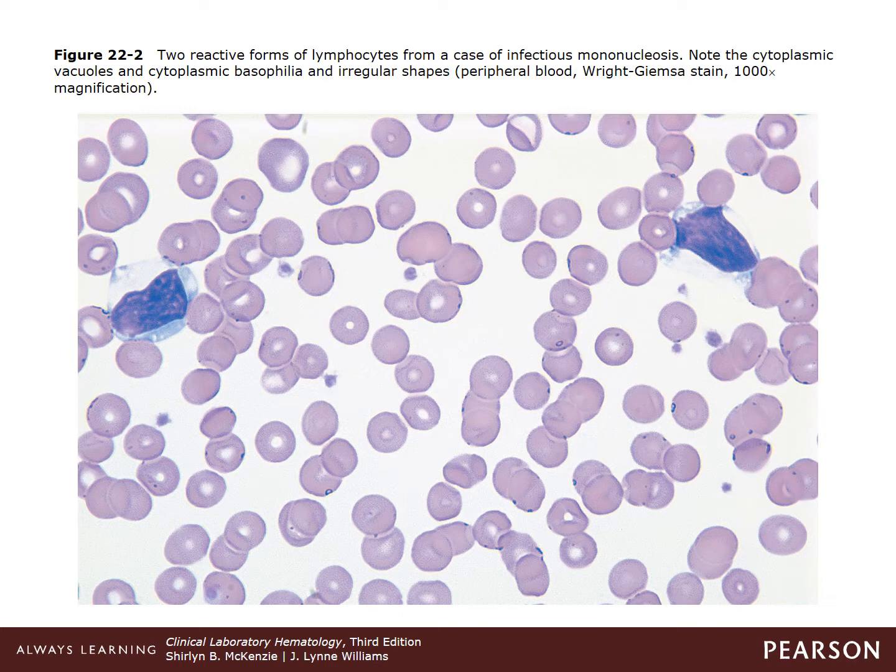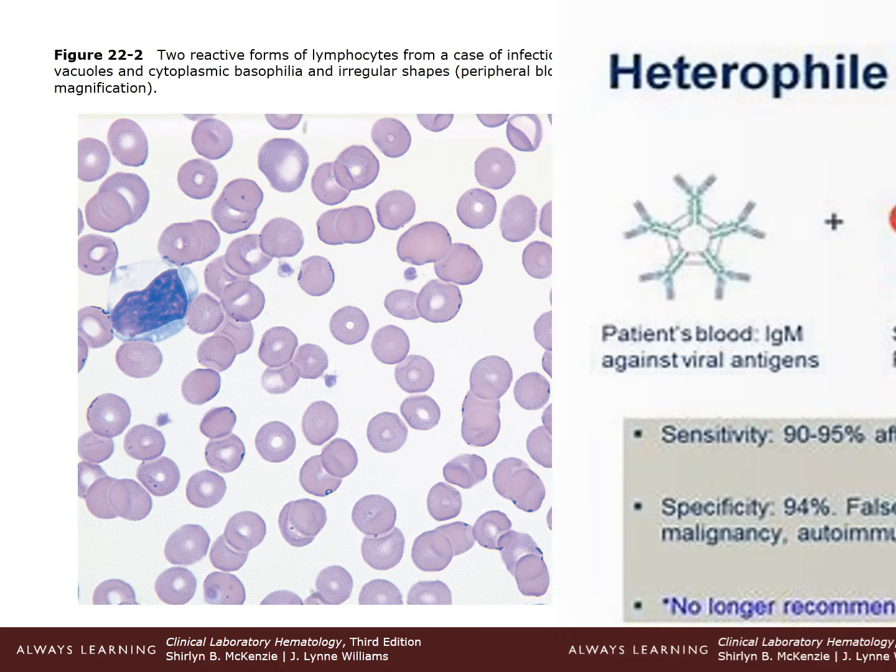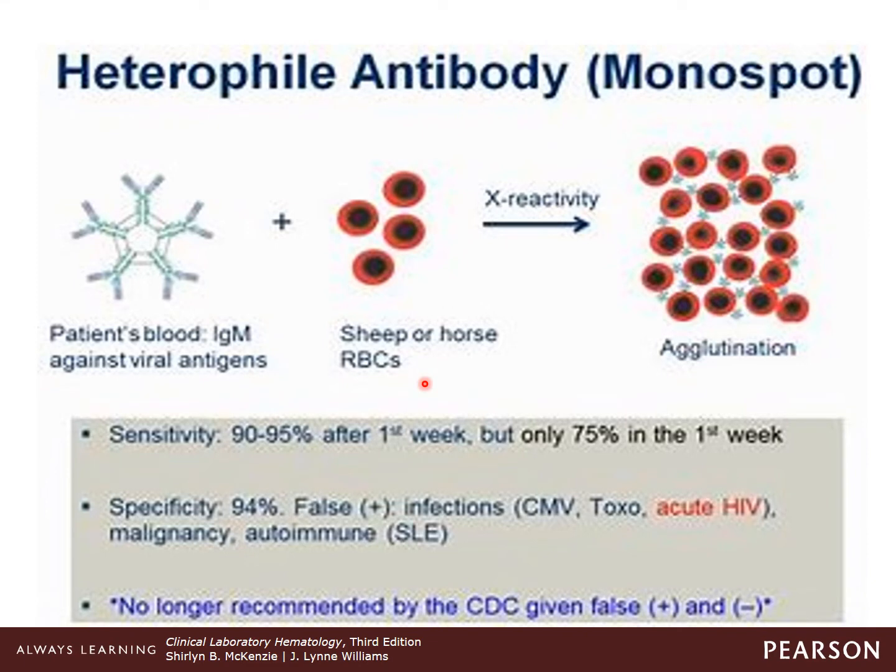Platelets can generally be decreased, and it has similar morphology to other viral diseases, but it has to be carefully differentiated from other types of cells. One of the serological tests used to differentiate this disease from similar diseases is the heterophile antibody test, or the monospot test.